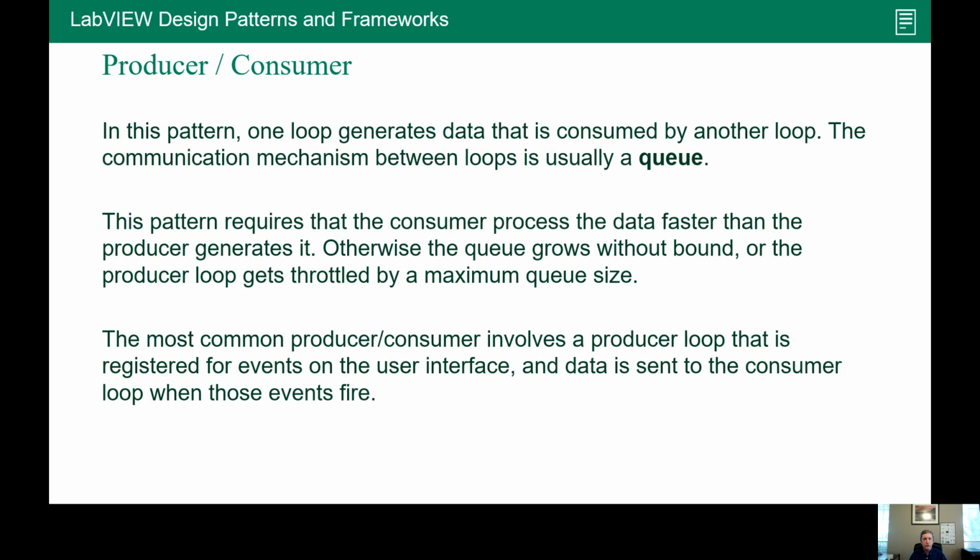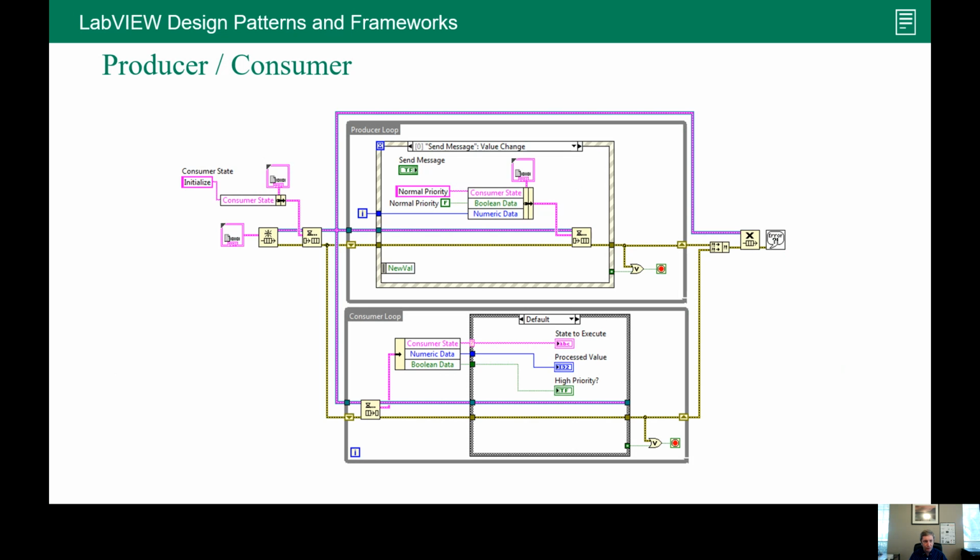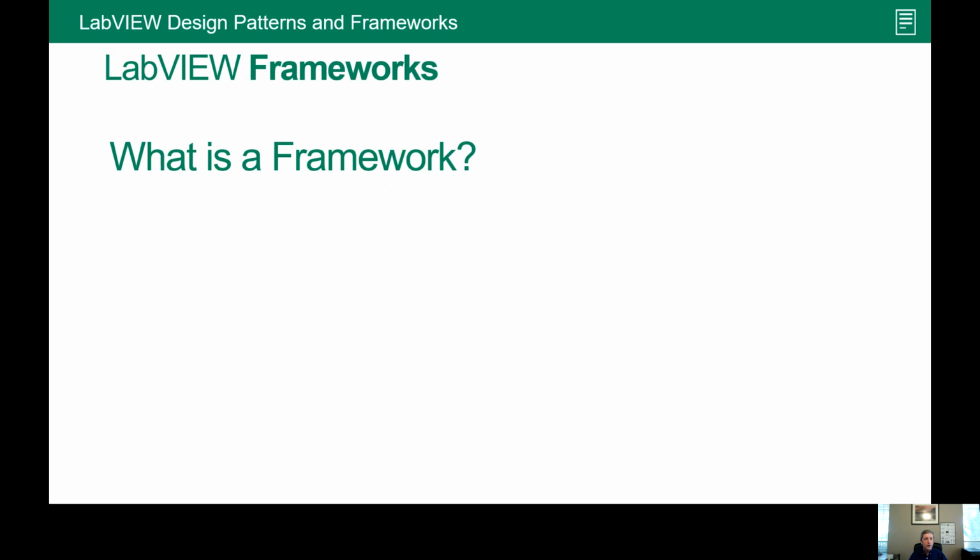Now, if you want to see what that looks like, here is an example of what the producer-consumer pattern will look like on a block diagram. So you can see the two loops that I talked about before. Outside of the loops, we create and destroy a queue. Within the loops, you can see inside the producer loop, we are enqueuing data into the queue. In the consumer loop, we are dequeuing data from the queue. So this is the most common instantiation you'll see of producer-consumer.